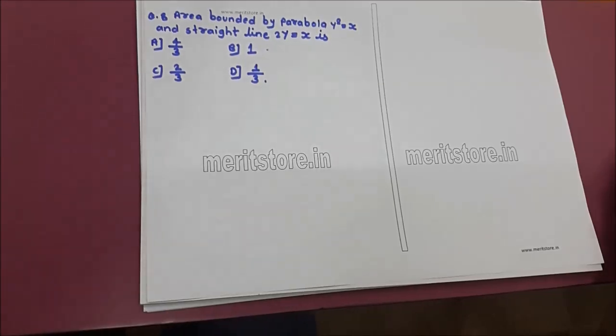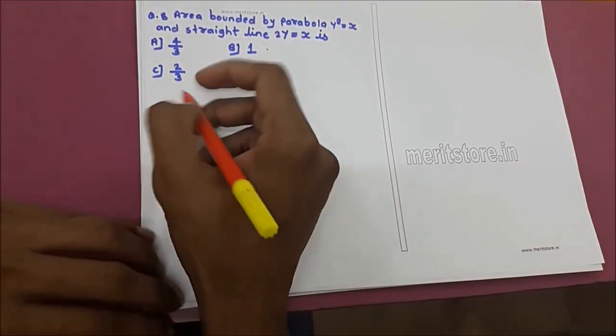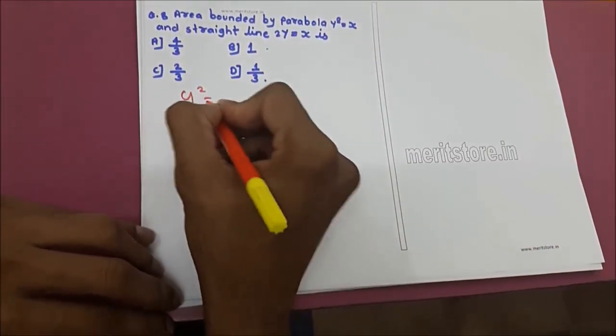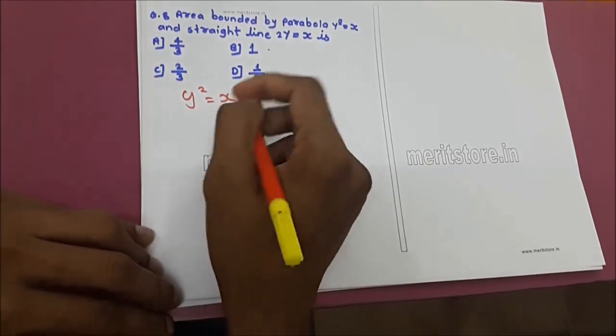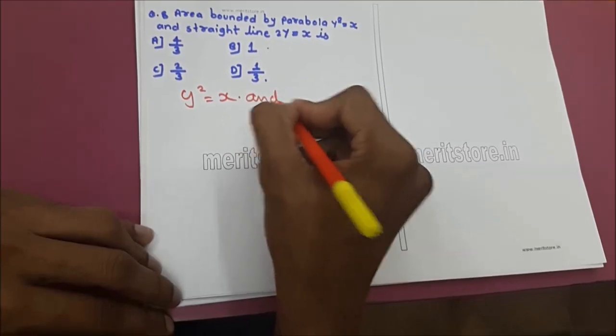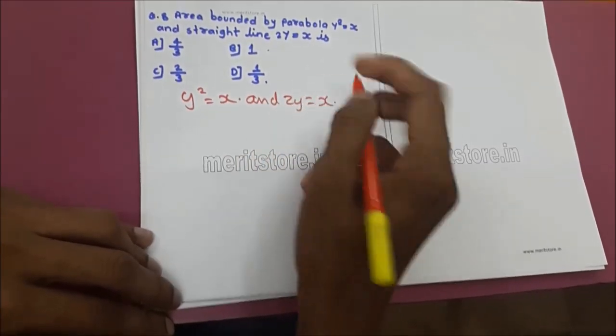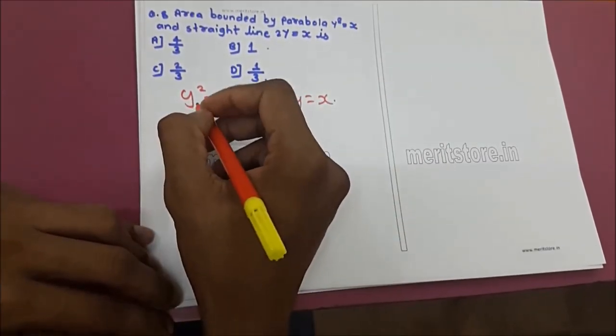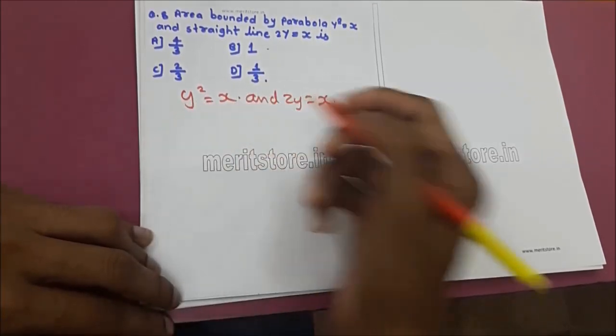Question 8. Area bounded by parabola y square is equal to x and straight line 2y is equal to x is. We have 4 options: A 4 by 3, B 1, C 2 by 3, and D 1 by 3. We have y square is equal to x and 2y is equal to x.